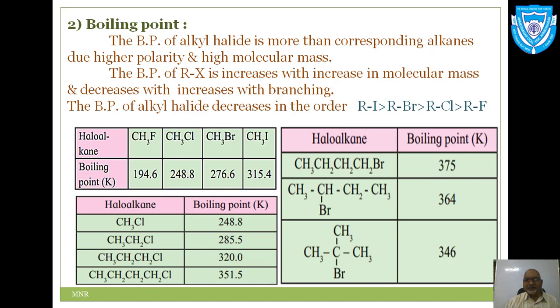So with the branching, the boiling point decreases. If you see tertiary butyl bromide, it is 346. So it is further decreased because there is more branching. So the more the branching, the more the boiling point will decrease. This is the conclusion of this statement.